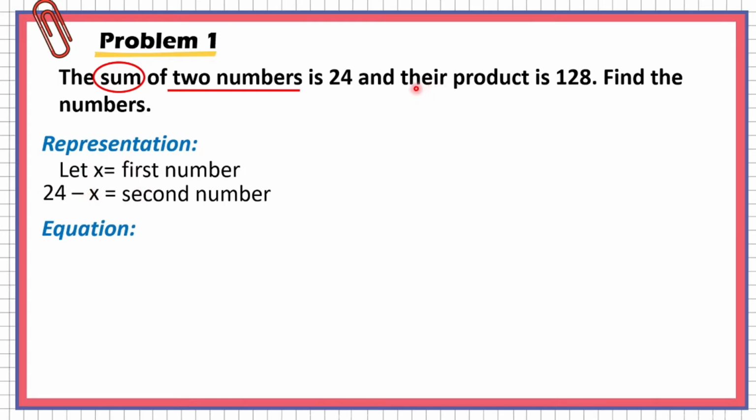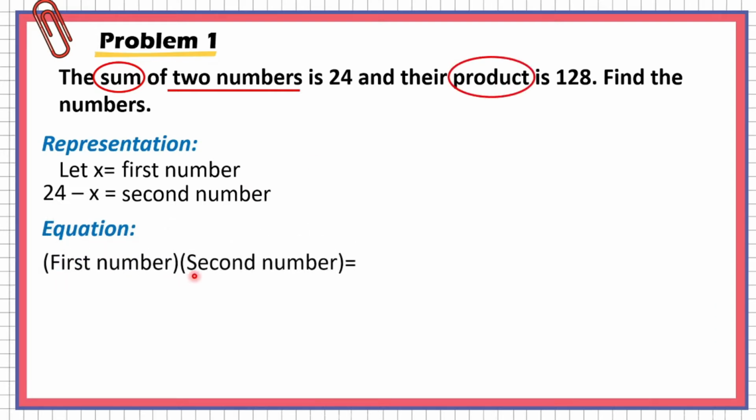Gamit naman yung ating second clue, which is their product is 128. So, ang meaning, involved na operation dito is multiplication. So, the first number times the second number will result to 128. So, by substituting the representation in the given equation, the first number will be represented as x. Second number will be 24 minus x. So, multiplication ang involved dito, equal to 128.